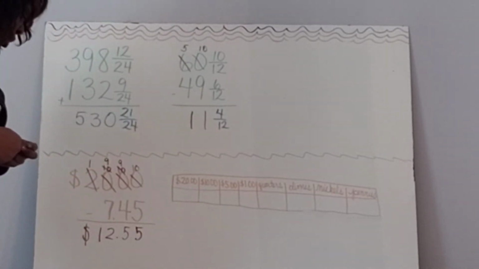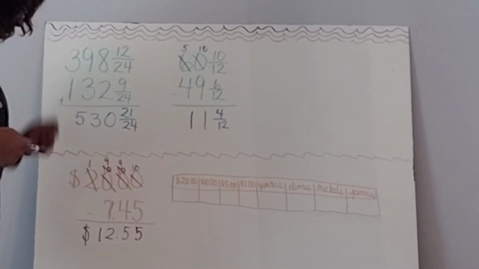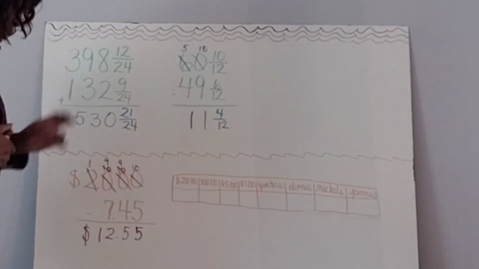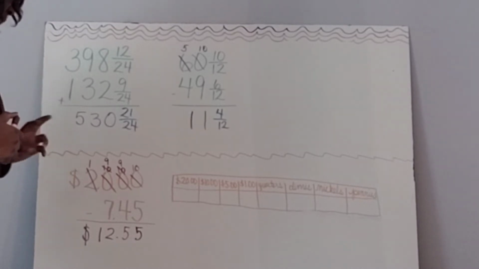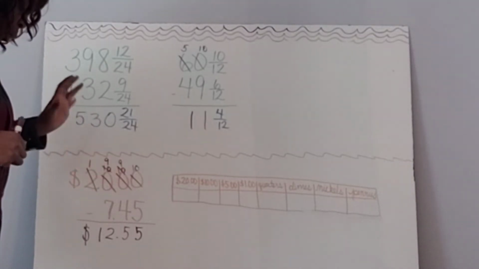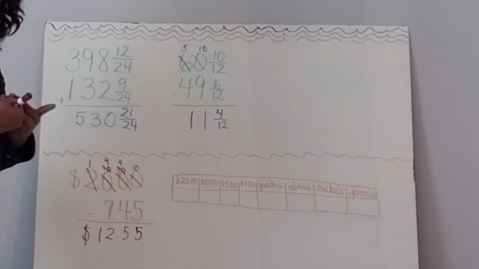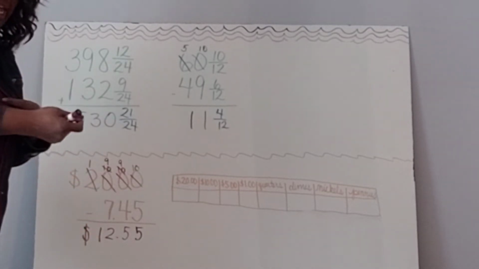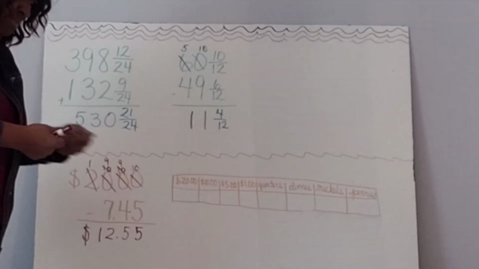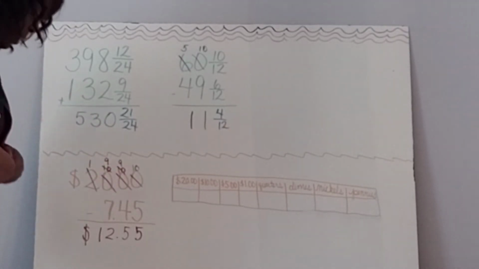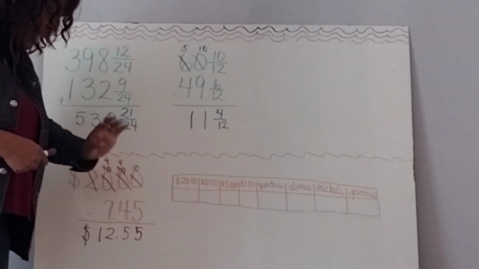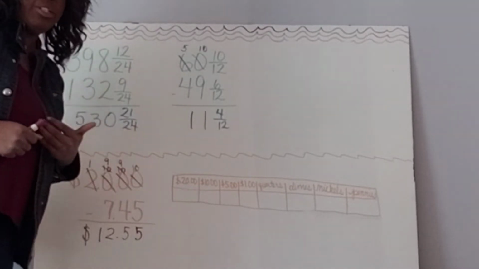So what would she get back for change? She would get back $12.55. So she received $12.55, and now we can show what bills and coins she got back. So it's good to know, okay, yes, she got $12.55, but what does that look like in dollars and cents? What does that look like in coins? So we're going to write the number of bills and coins that it would take to make $12.55.